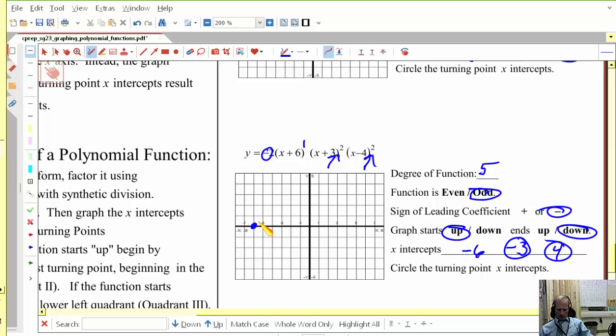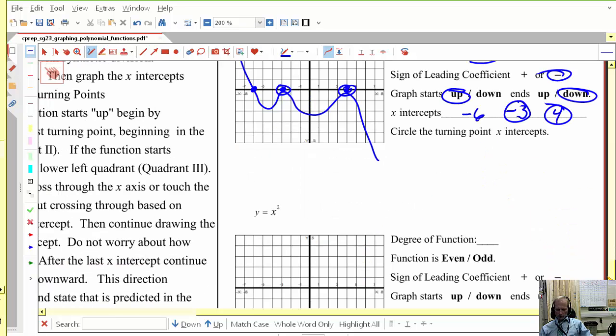So now I go and graph my points. And I'm going to start up and end down. So I'm going to come down from up. I'm going to come to the first intercept, go straight through, go to the next one, turn around because it's circled, next one, turn around because it's circled, and end up in the down position, which is what I'm supposed to do.